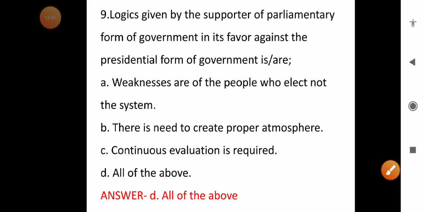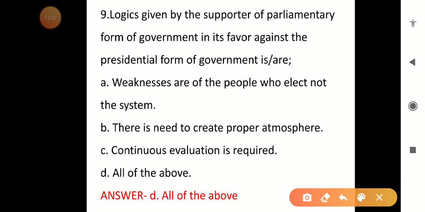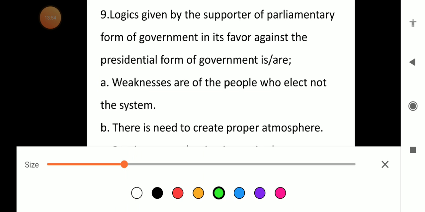Moving to the next question. Logic given by the supporter of the parliamentary form of government in its favor against the presidential form of government in India are. First of all, they say that we have here parliamentary form of government, and we have past experience also. But along with that, whatever the experience we have seen, the parliamentary system doesn't have any weaknesses. Actually, the people who elect leaders, legislators, executives, they are weak. So first point is weaknesses of the people who elect, not the system.